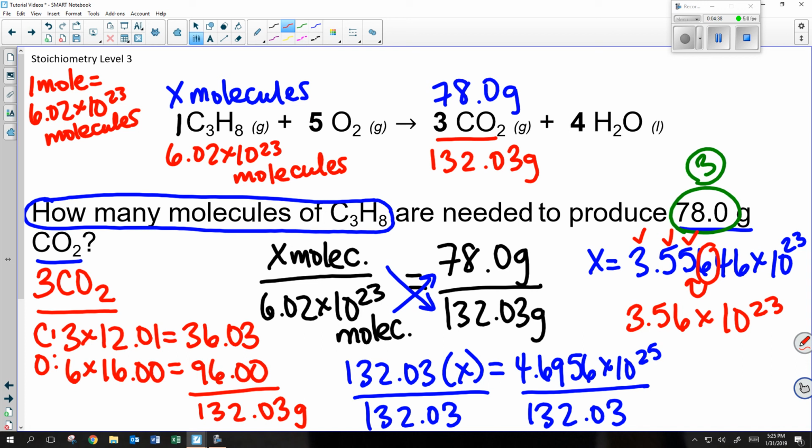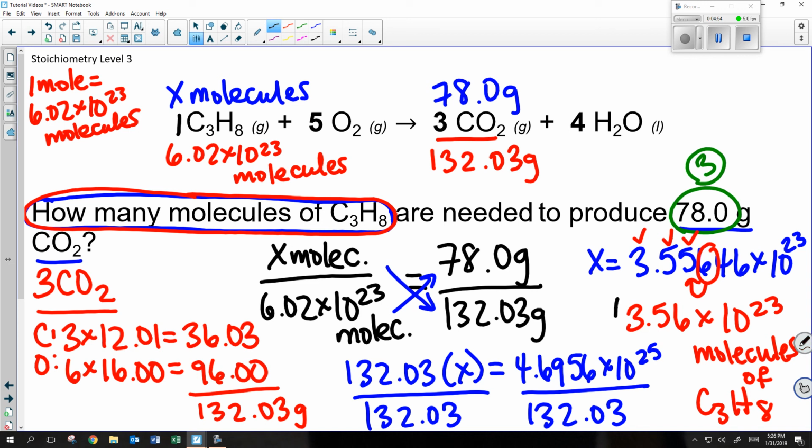Now, to check for my units, I go back to my original question, and it's asking for how many molecules of C3H8. So my answer is labeled with molecules of C3H8. And that is my final answer for this problem.